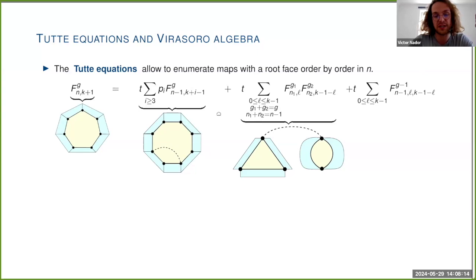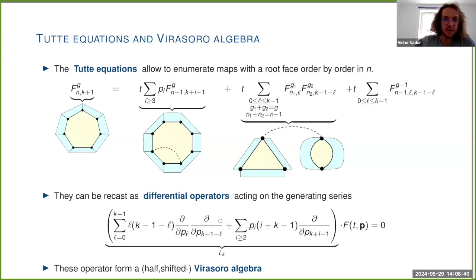And so what matters is really that they tell you what can happen when you insert an edge in a map. There is a countable set of equations indexed by the size of the root, so one for each integer. And you can actually rephrase this relation to write it as a partial differential equation acting on the generating series, in which case it is going to take this form.